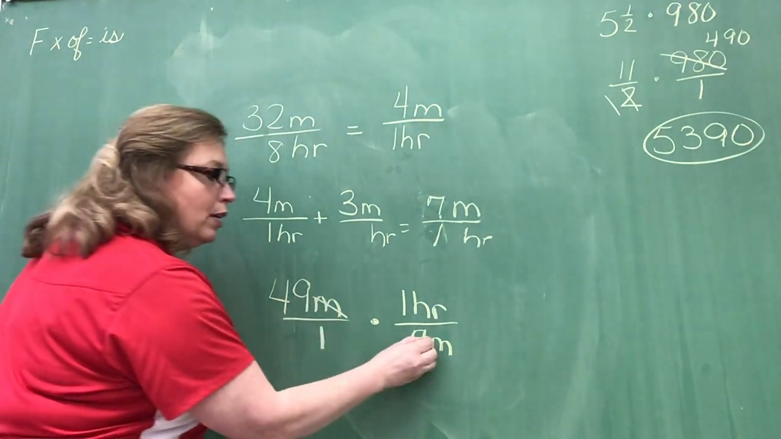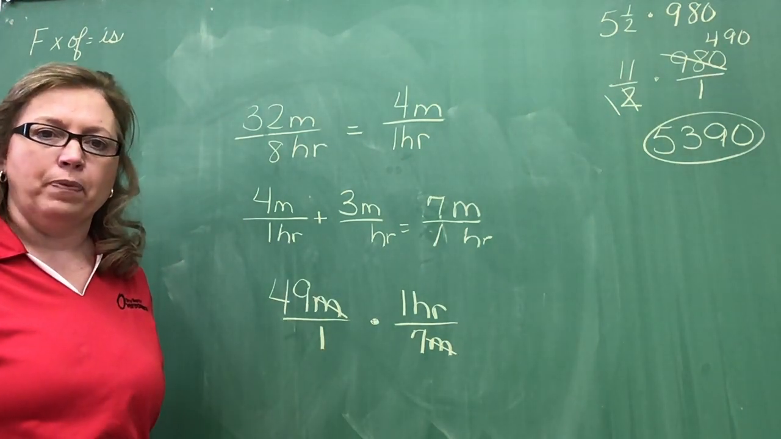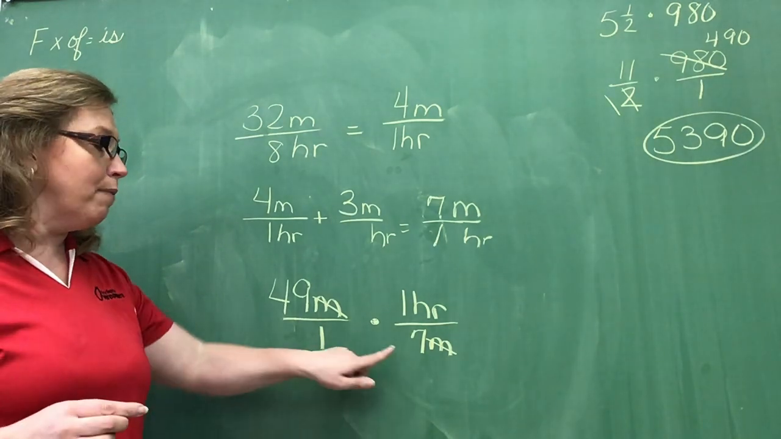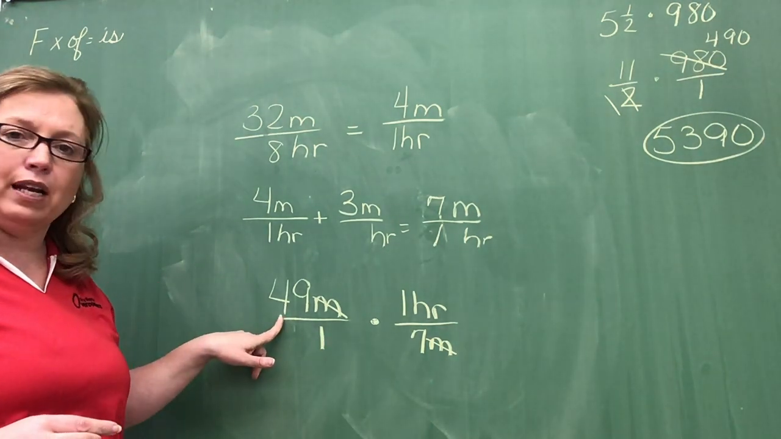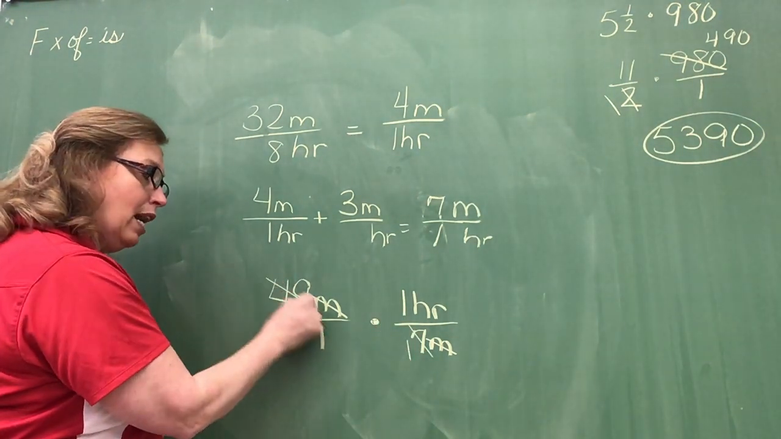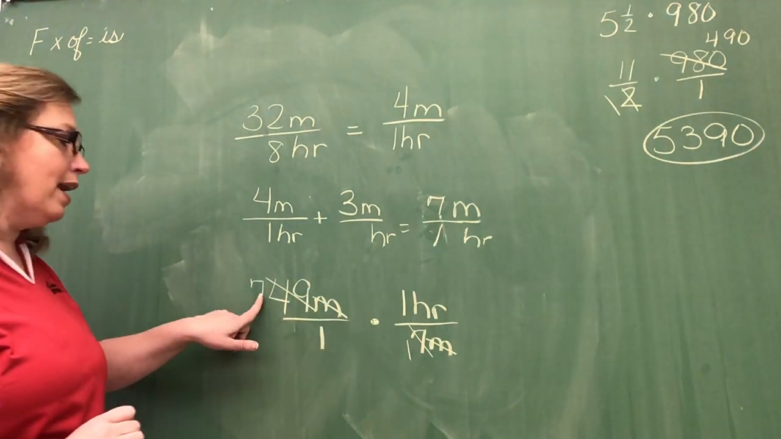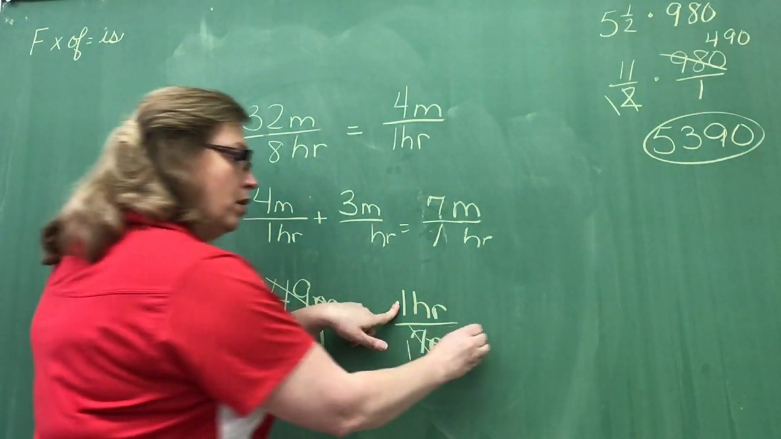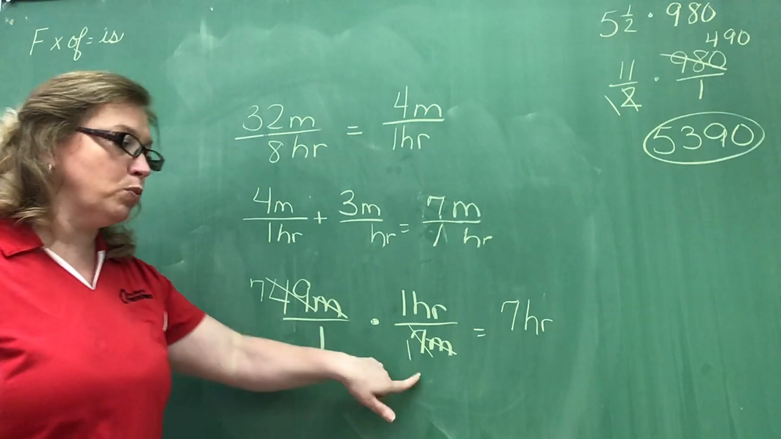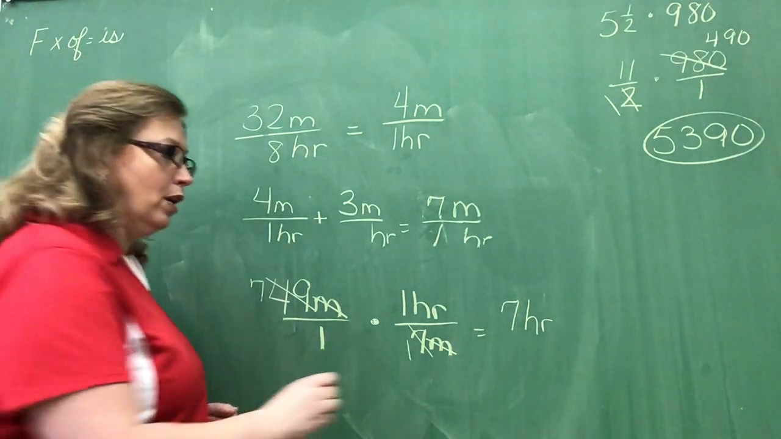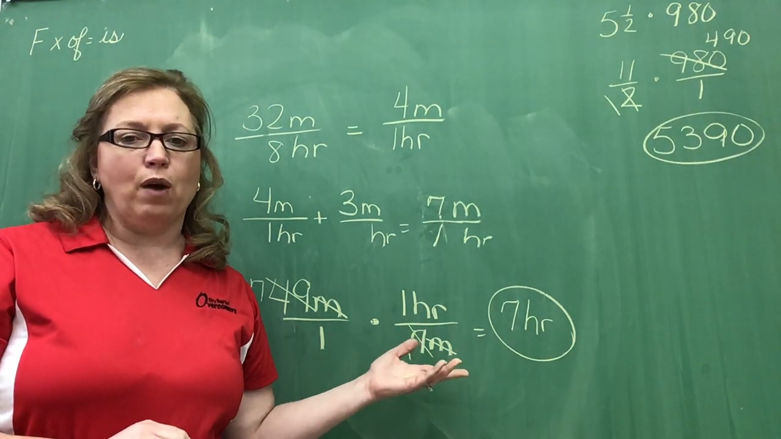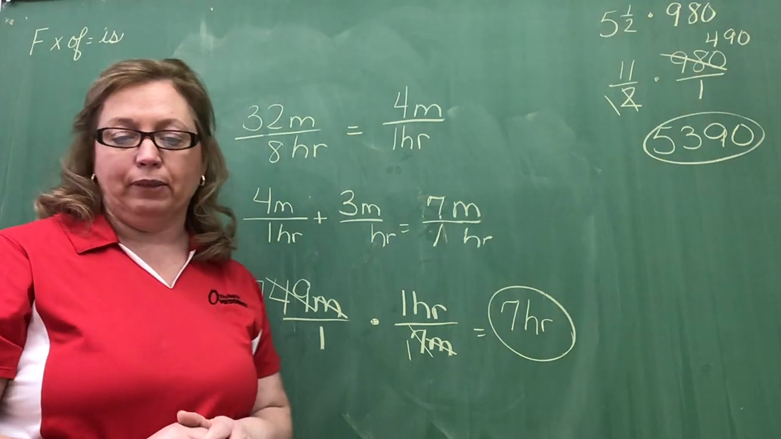My miles are going to cancel. My unit is going to cancel. So now I know that my answer is going to be in hours. It's the only unit left. I'm also going to say, 7 and 49, I can cancel those. 7 divided by 7 is 1. 49 divided by 7 is 7. Now I have 7 times 1 hour, which equals 7 hours. And here I have 1 times 1. It's just telling me that it's a whole number. So how long did it take them to travel that amount? It took them 7 hours at the rate that they were traveling.